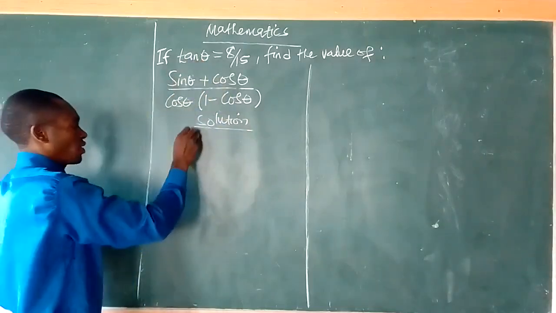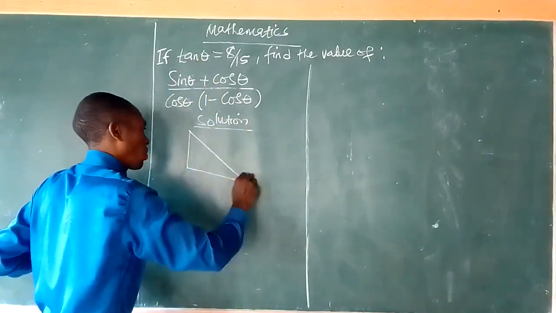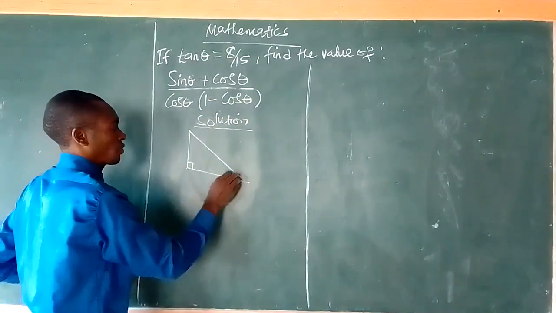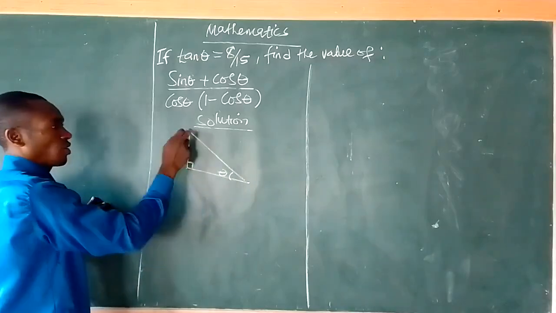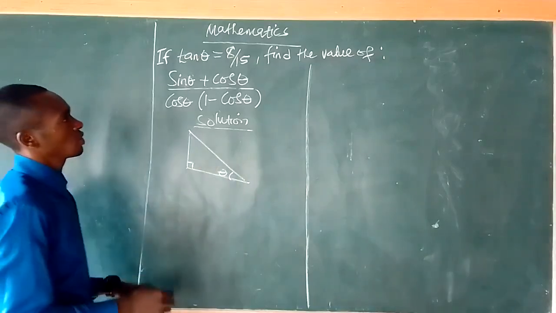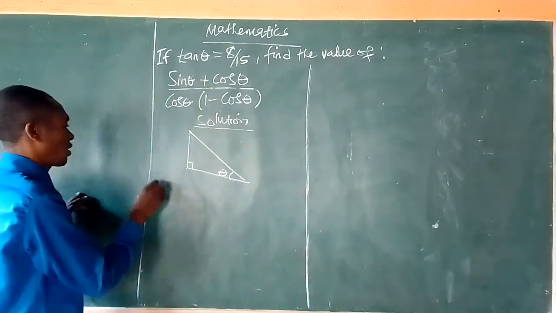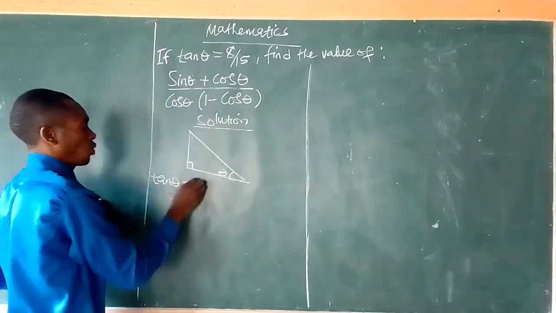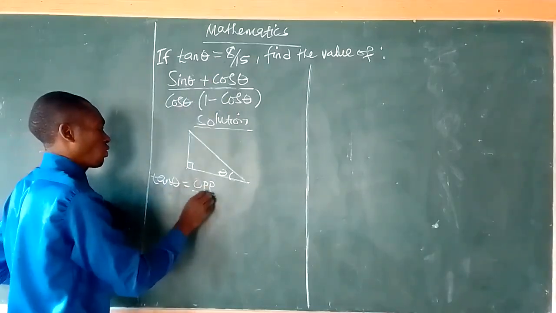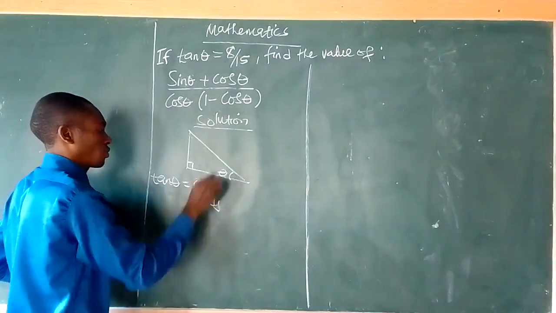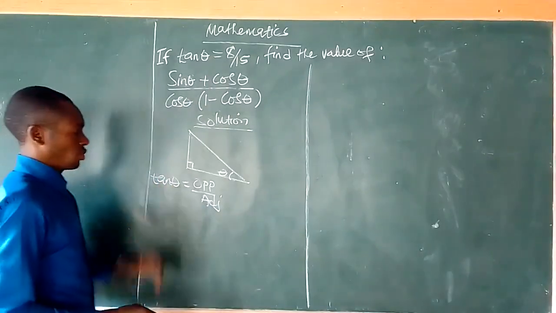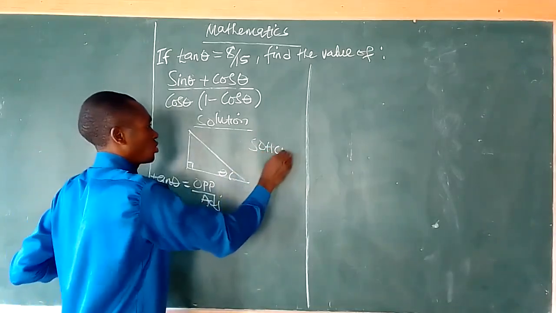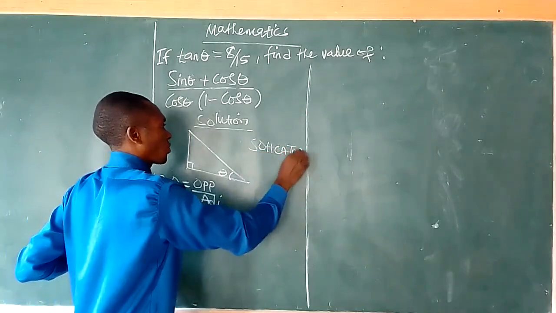Now we have a right angle triangle. We can have our angle here, or here, either of the two places is still going to be correct. So we have tan theta. Tan theta is equal to opposite over adjacent. That's the representation of tan theta. If you forget, always use a simple acronym.